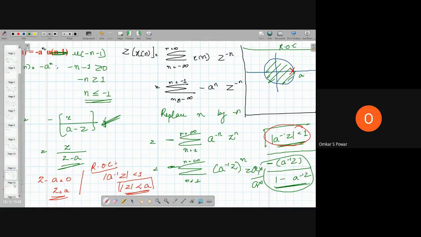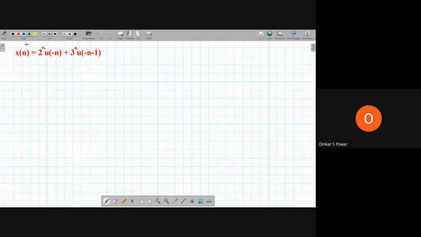Having said that, we will go to the last problem for today, and let's wind up because it's already afternoon, and I think most of you are hungry also, like me. So what's the question here? x of n is equal to 2 to the power of n u of minus n plus 3 to the power of n u of minus n minus 1.